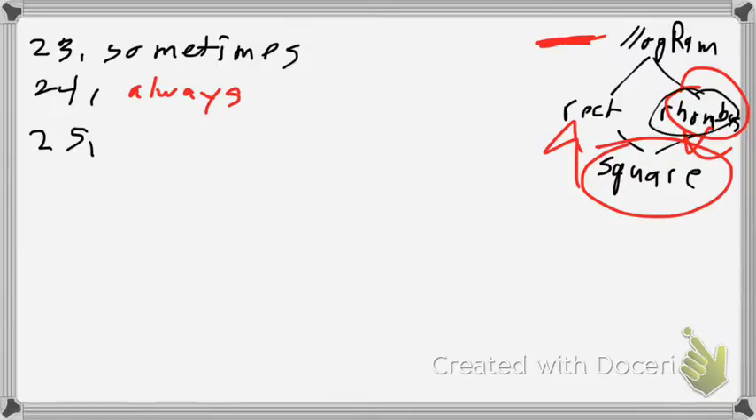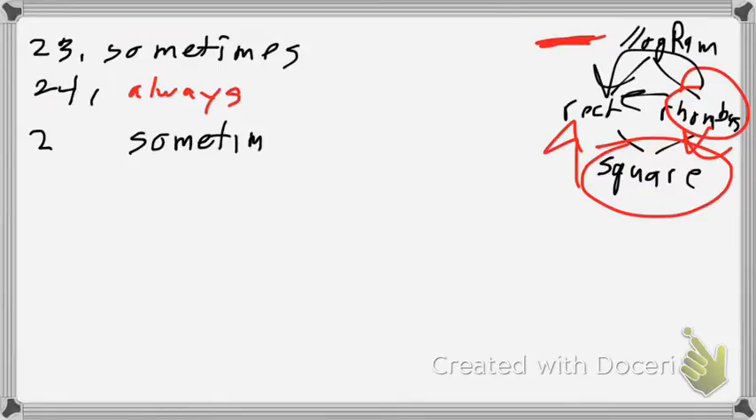25. A rhombus is a rectangle. Can a rhombus be a rectangle? Sure, if it's a square. A square is a rhombus, which is a rectangle, or a rectangle that's a rhombus. So we're going to go sometimes for number 25.